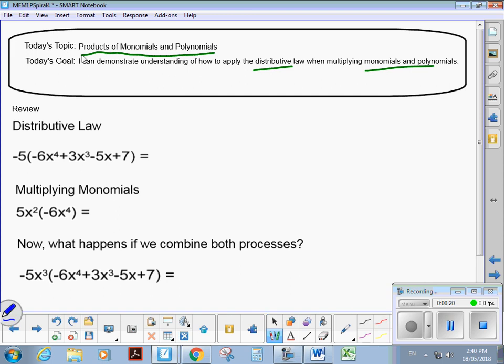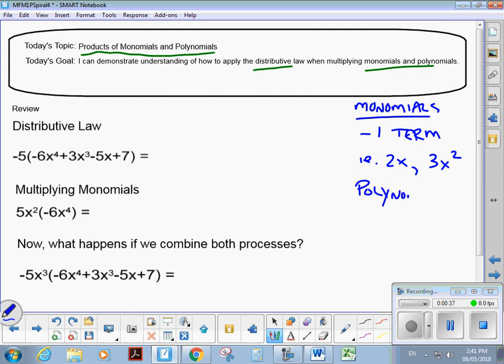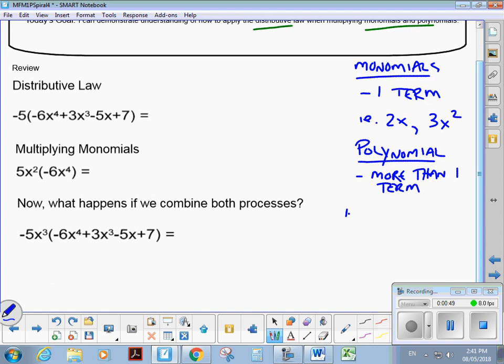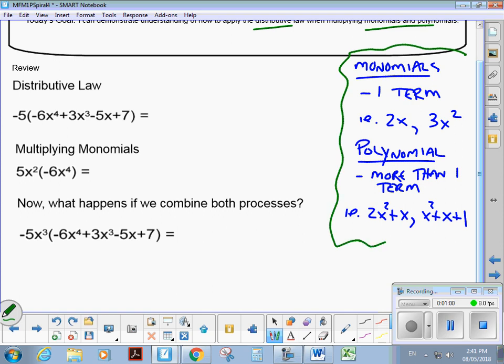So first of all, off to the side here, monomials. Monomials have one term. So for example, 2x, or it could be 3x squared. A polynomial has more than one term. So for example, 2x squared plus x, it could be x squared plus x plus 1. So it has more than one term. So there's your terminology, quick review with that.